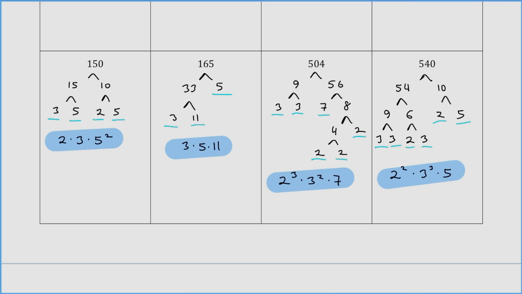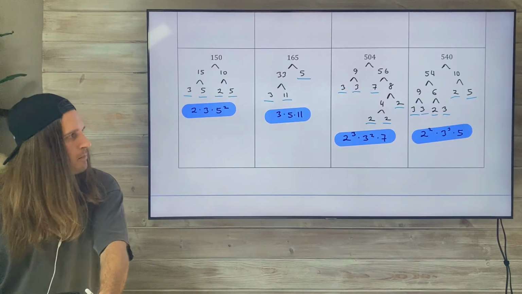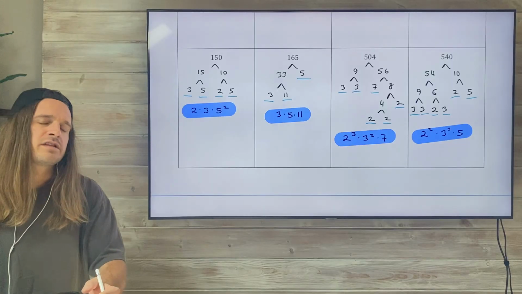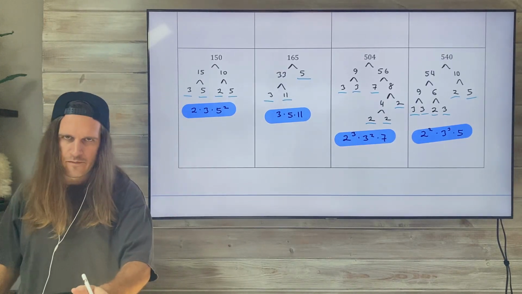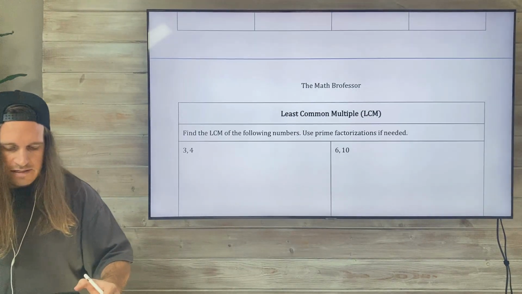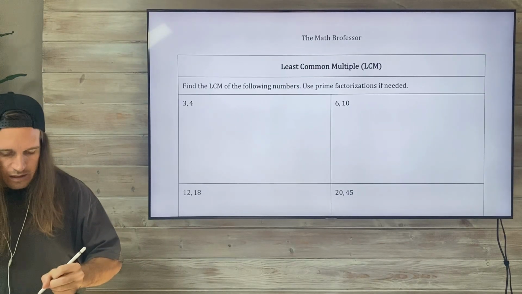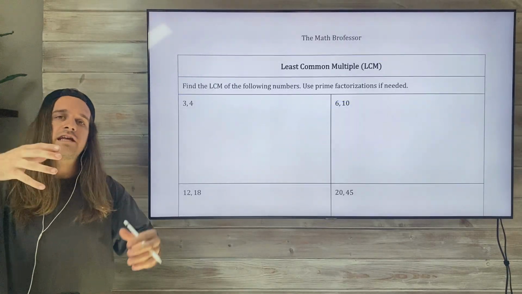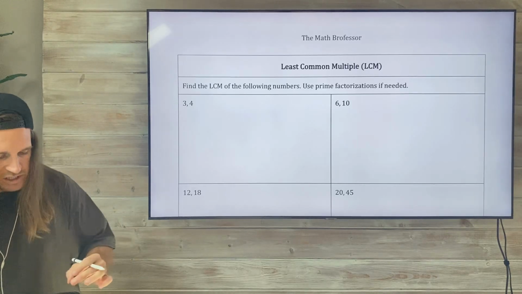So, why bother finding prime factorizations? Well, prime factorizations are going to make it easier for us to find the least common multiple of numbers. And you're like, what is he talking about? Least common multiples? I thought we were going to compare fractions. We're getting there. We have one other thing we have to do first, and that is the least common multiple. So find the LCM of the following numbers. Use prime factorizations if needed. You're going to realize that it's not always needed, but we will come to the point where it's useful.